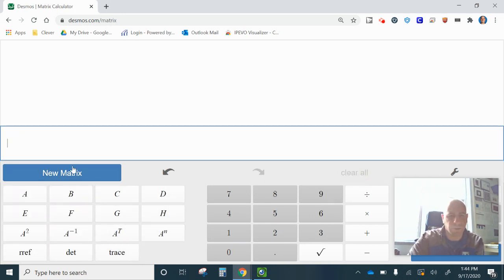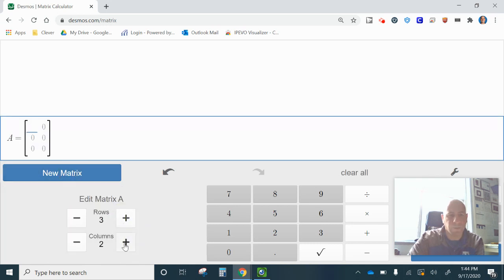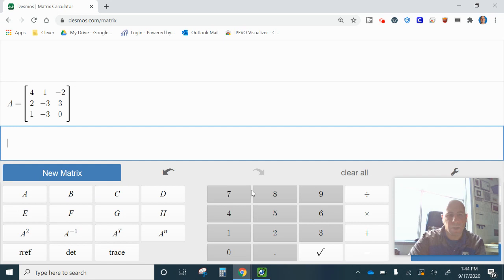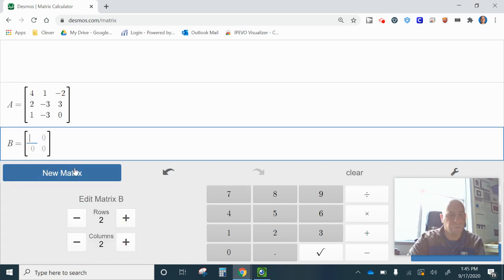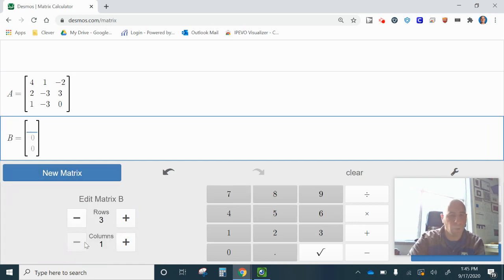New Matrix. A is a 3 by 3, so let's pull the numbers in. So 4, 1, negative 2, 2, negative 3, 3, 1, negative 3, 0. Okay, this blue button right here is your enter button, so press enter. Now I'm going to add another new matrix, and that's going to be B, which is 3 by 1. So that's 22, 23, 7. This blue enter button right here.